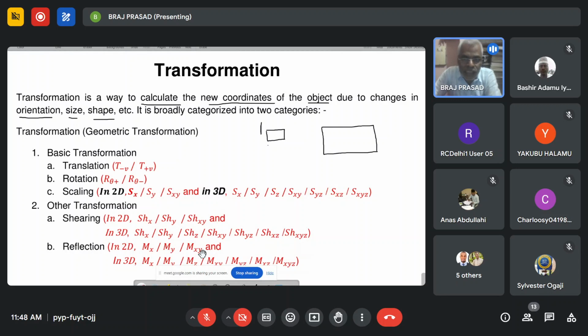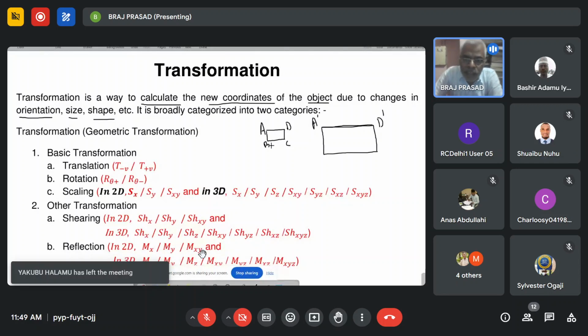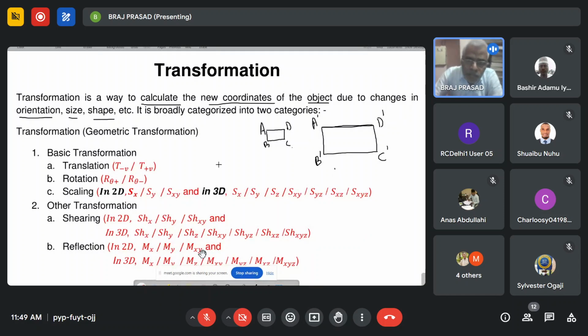This is our original rectangle, A, B, C, D, and in this example, I have twice the length. If we double this length, it becomes this one. So now the new coordinate of A is A dash, and the new coordinate of B becomes B dash, and the new coordinate of C becomes C dash. In this case, I have multiplied the length by 2 and the width by 2.